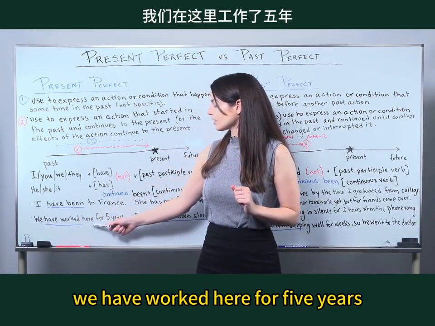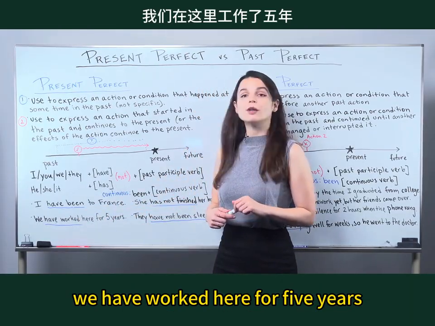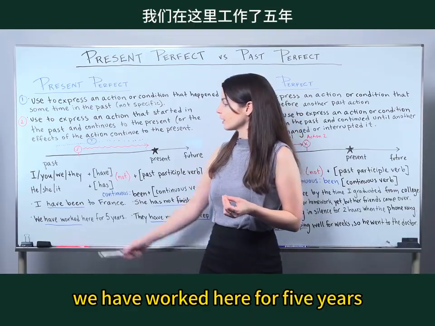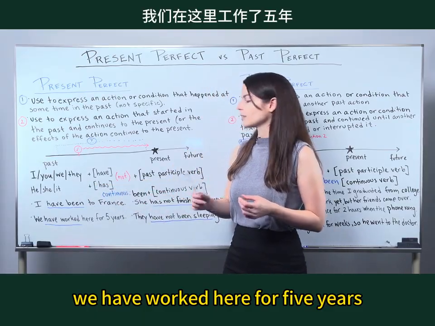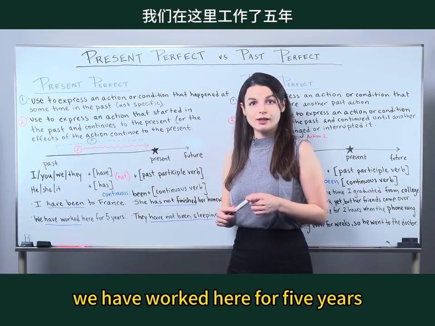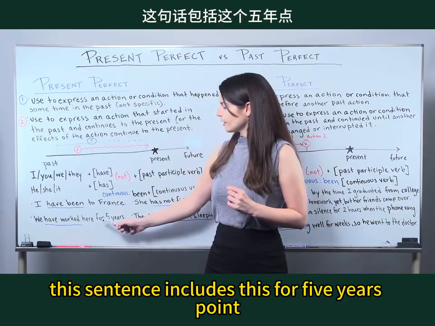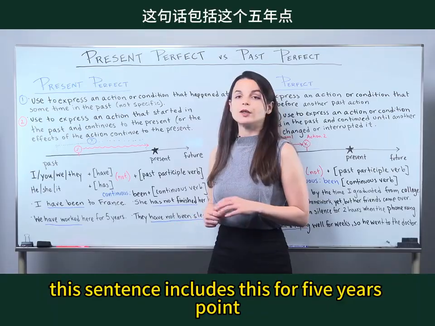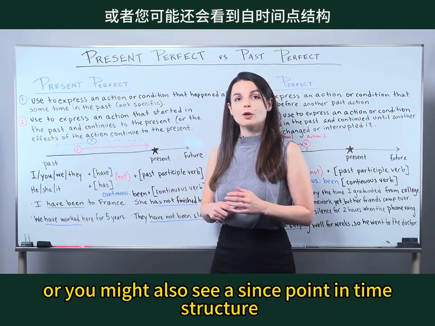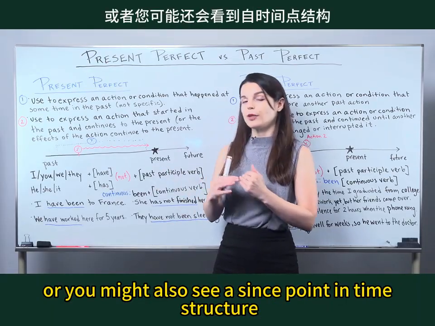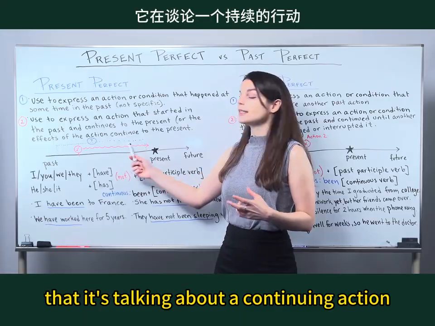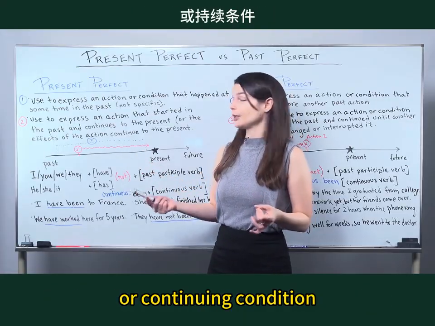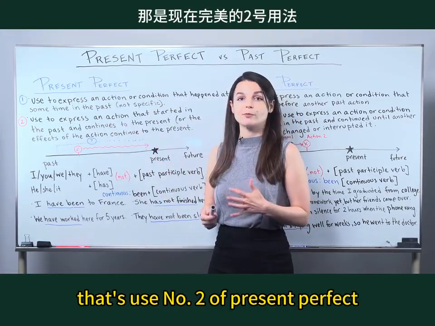We have worked here for 5 years. It follows this pattern. This sentence includes this 4 or 5 years point. So 4 or 5 years, or you might also see a since point in time structure, helps us to know that it's talking about a continuing action or a continuing condition. That's use number 2 of present perfect.